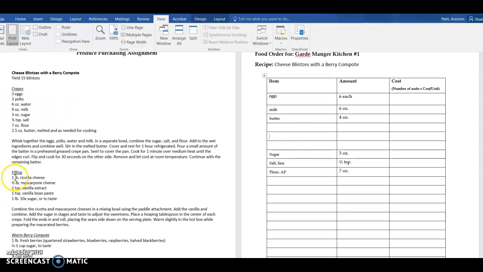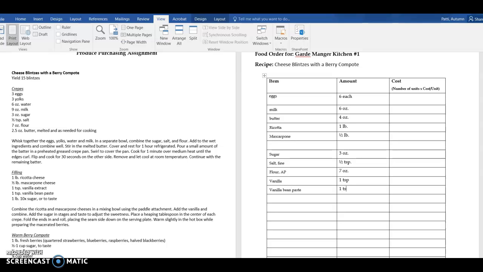All right, let's go down to the next one. We have ricotta cheese. Let's go ahead and add our ricotta up here, and we're looking for 1 pound. Next, we have our mascarpone, and that's half a pound. Then we have vanilla extract that'll be found under our dry goods. I'll just list as vanilla and the 1 teaspoon. And then next we have our vanilla bean paste.